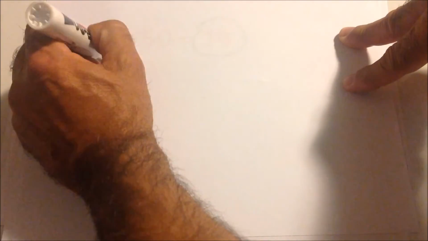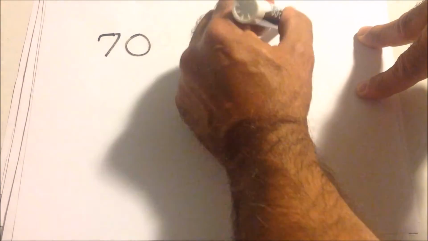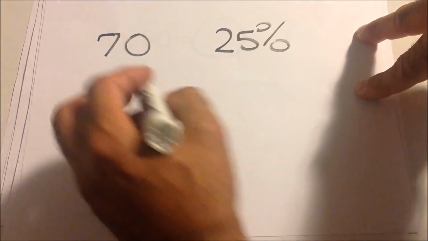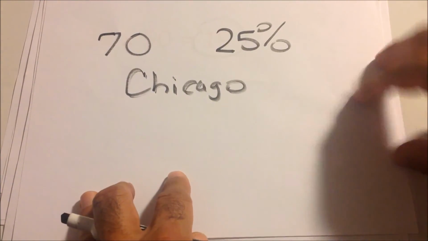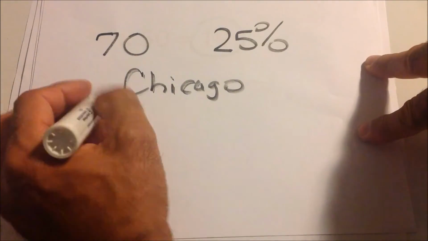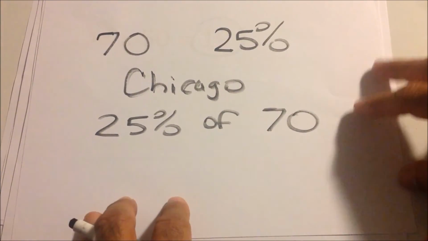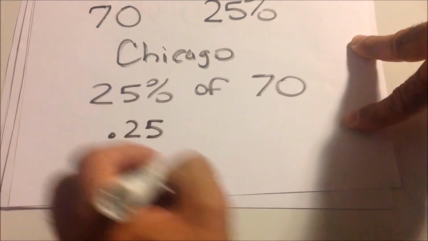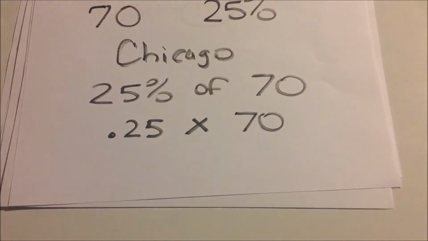Let's say there were 70 students, or 70 people, doesn't matter, and 25% of them are going to Chicago. Who knows? They're going somewhere. Who's going to Chicago? 25% of the 70. See if you can do that. What do we do with the 25%? 0.25. What do we do with the "of"? Times 70. So try that.